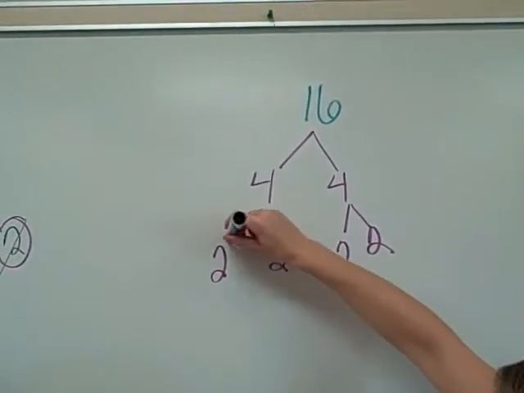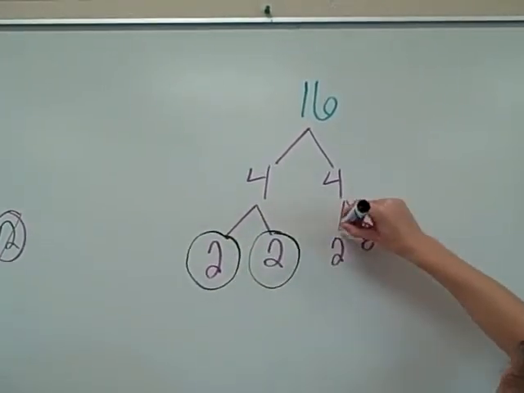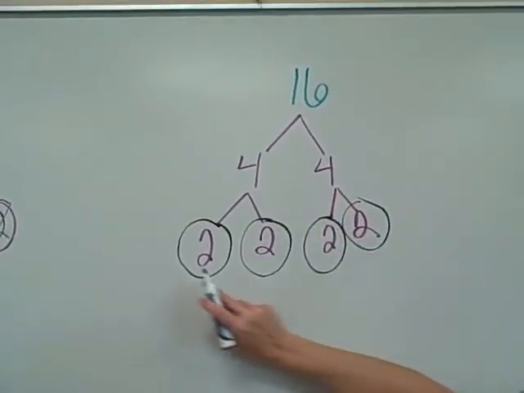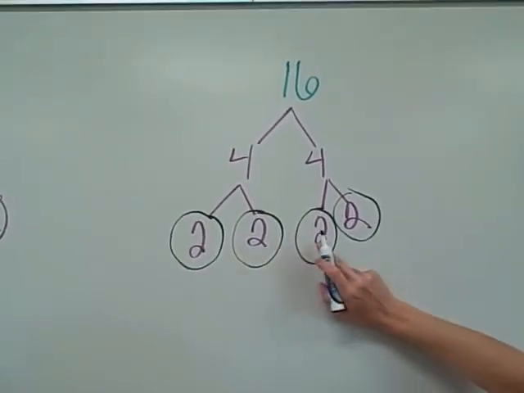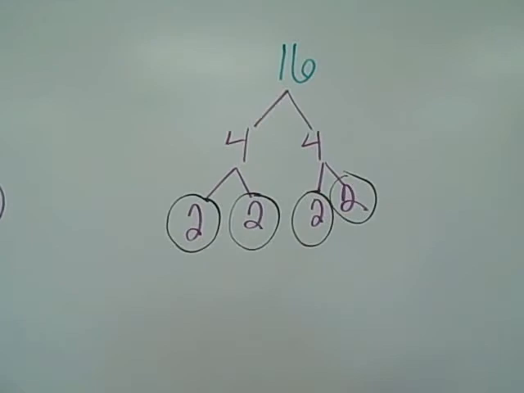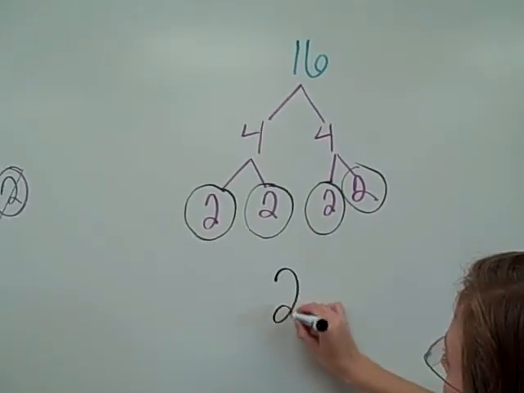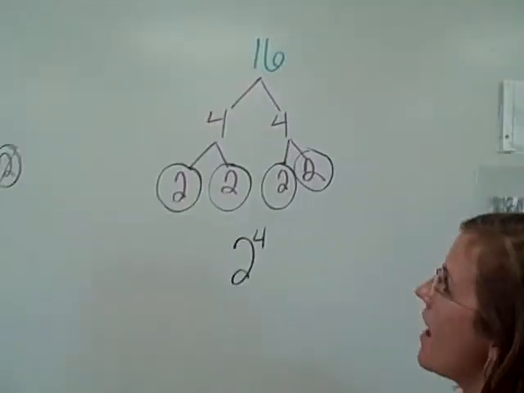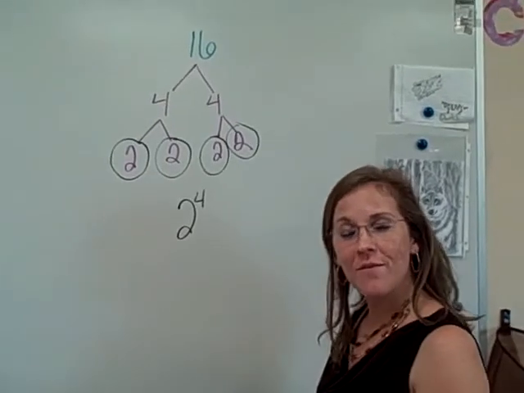I'm going to circle these 2's because they are all prime numbers. So it is 2 times 2 times 2 times 2. A better way to say that is 2 to the 4th power. And that is our mini lesson on prime factorization.